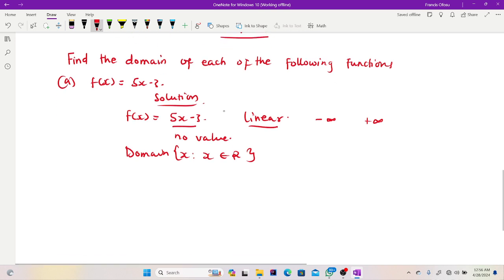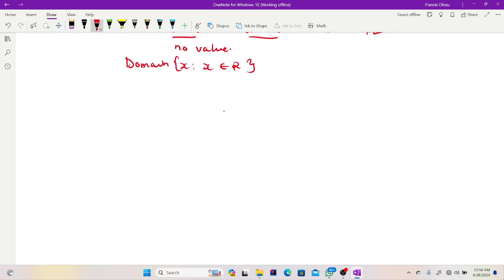Let's see another example. I have g of t equals square root of 4 minus 7t. How do I find the domain of this function? You ask yourself that in the real number system, square roots of negative numbers are not accepted, right? And we say they are undefined.